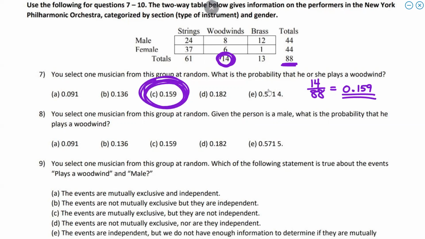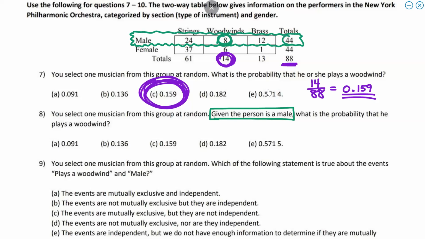Part 8, you select one musician from this group at random. Given that the person is a male, what is the probability that they play a woodwind? 8 out of what? 14. Not out of 14. 44. The thing that they gave me was that they are male, so I am only looking at the males. All of the numbers have to come from right here. So 8 out of 44.